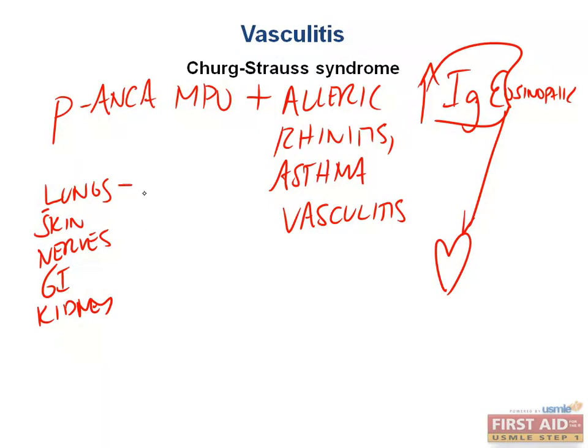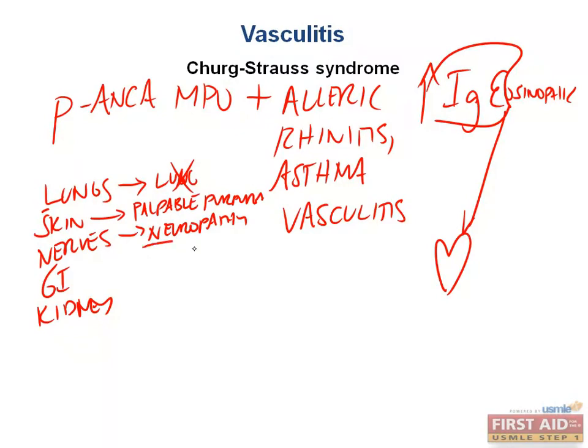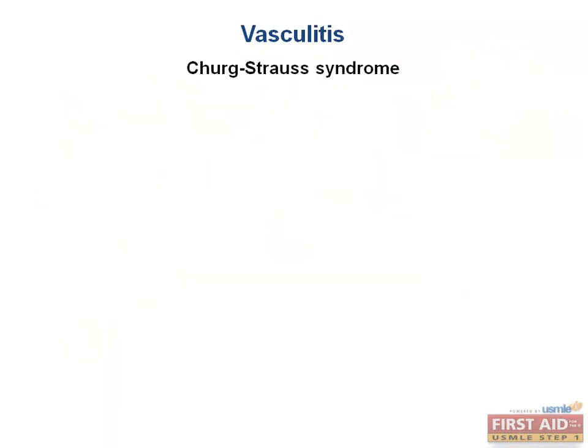So we expect this to result in some sort of lung infiltration, and there certainly is. So the lungs are damaged. The skin, this is where we get palpable purpura. Damage to the vessels that supply the nerves leads to neuropathy. And this is a particularly high-yield segment because you can get wrist or foot drop if we're involving the radial or peroneal nerves. The GI involvement will lead to GI pain, and obviously kidney involvement leads to a glomerulonephritis. So let's look at this image.